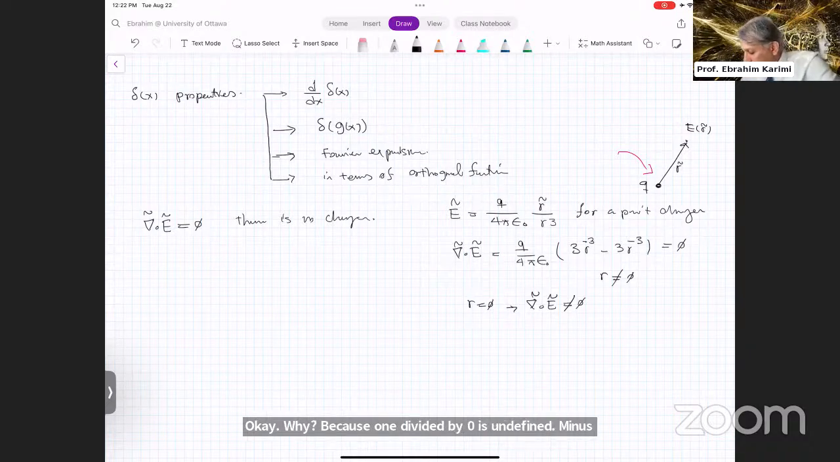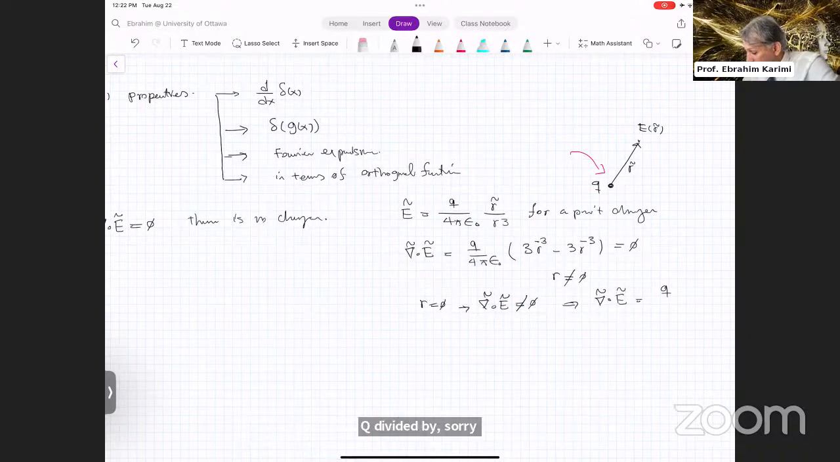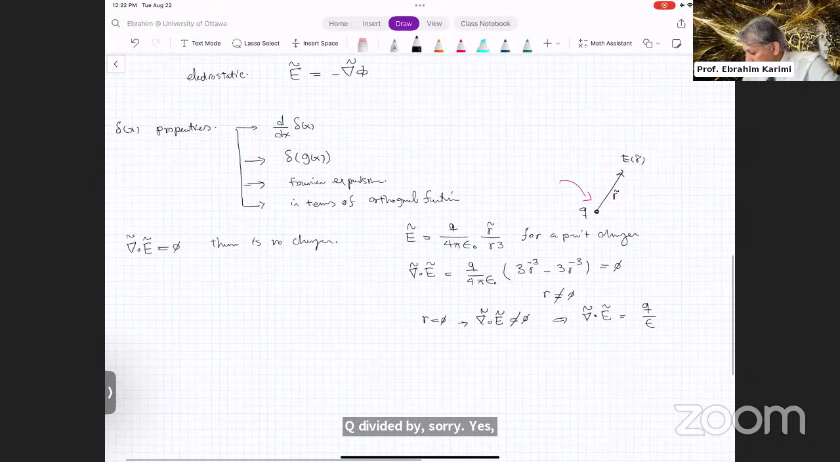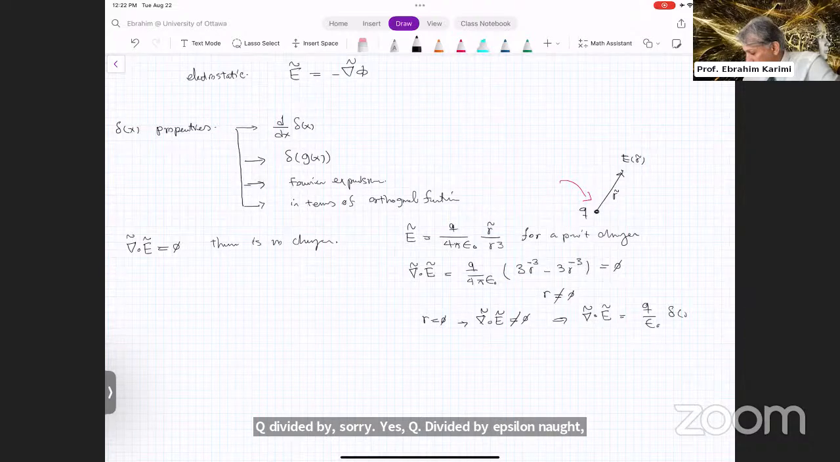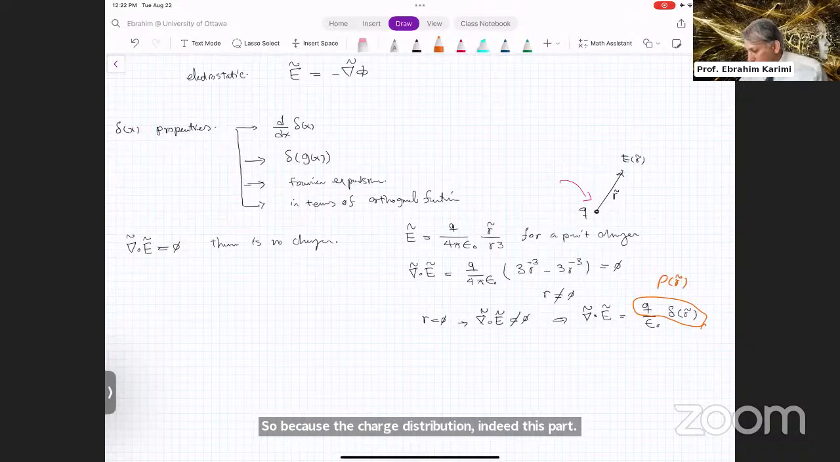So if you do the calculation, indeed, the proper expression for the divergence of E will be equal to Q divided by epsilon naught. A 4 pi shows up in the calculation and goes away, and then that will be delta of R indeed. So that was the result that we were expecting. Because this part is nothing more than rho of R for a point charge located at the origin. So I have to be very careful with this expression.